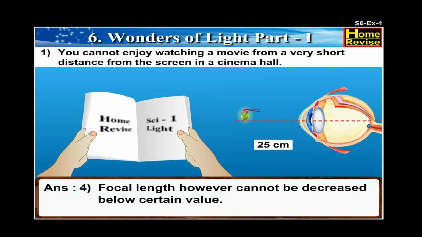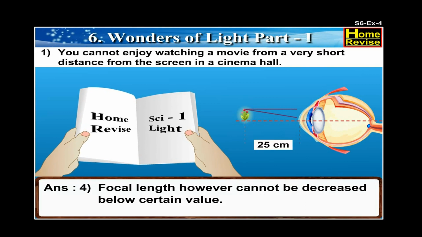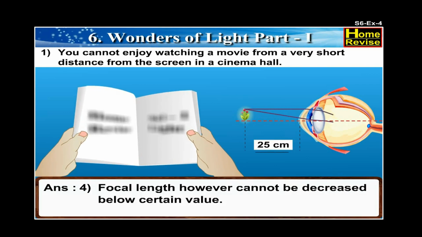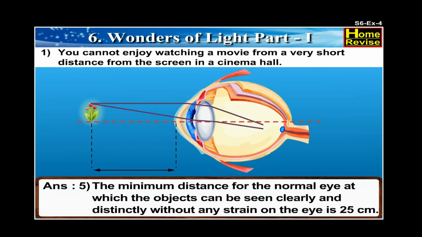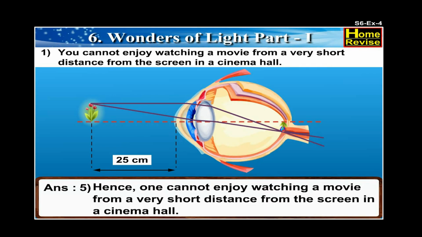4. Focal length, however, cannot be decreased below a certain value. 5. The minimum distance for the normal eye at which objects can be seen clearly and distinctly without any strain on the eye is 25 centimeters. Hence, we cannot enjoy watching a movie from a very short distance from the screen in a cinema hall.